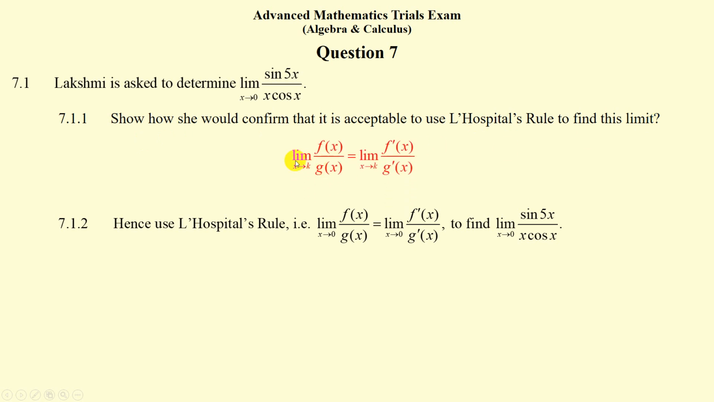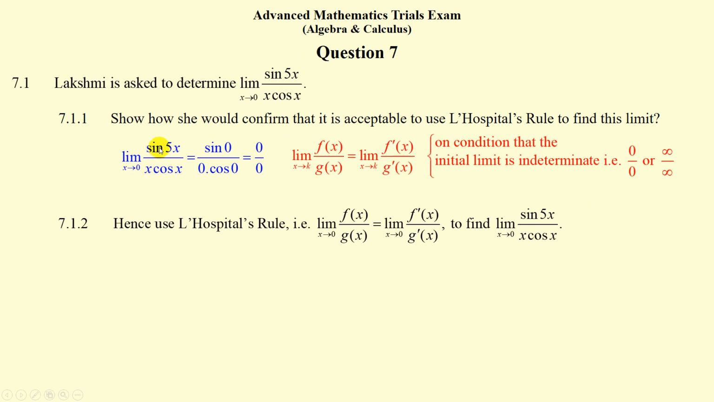I remind you of L'Hopital's rule, which says the limit of f of x over g of x as x tends to k is equal to the limit of their derivatives, one derivative over the other, as x tends to k, on one condition: that the initial limit is indeterminate, 0 over 0 or infinity over infinity. There are other indeterminates as well, 0 to 0, etc., but we're not worrying about those here. So I need to substitute 0 into that and hope we get either 0 over 0 or infinity over infinity.